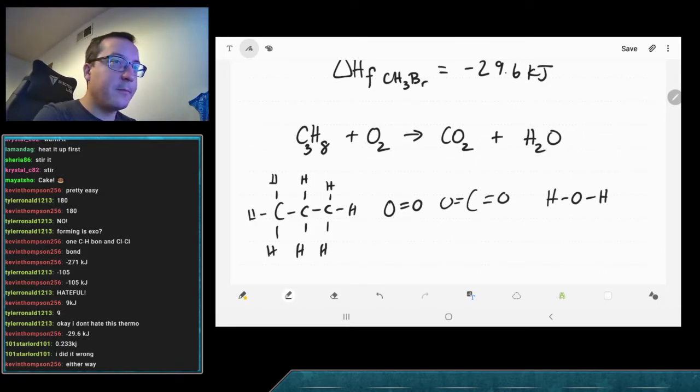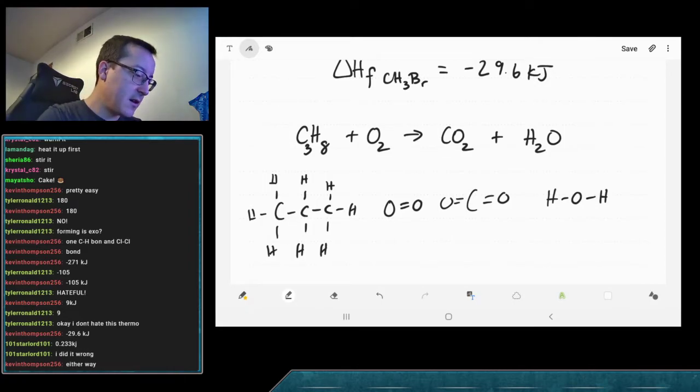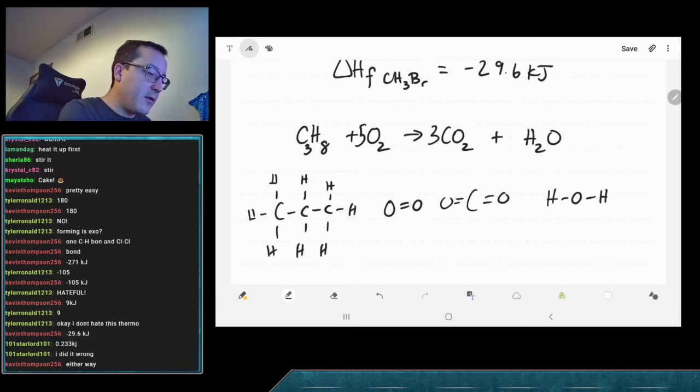Alrighty, so we can also do this for more complicated systems. Let me just find the balancing. I don't want to balance it myself. Combustion of propane balanced. Okay, it's 5 oxygens and 3 carbon dioxides, 4 waters. Okay, cool.